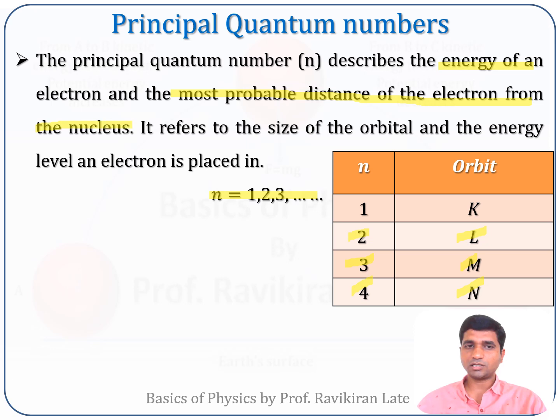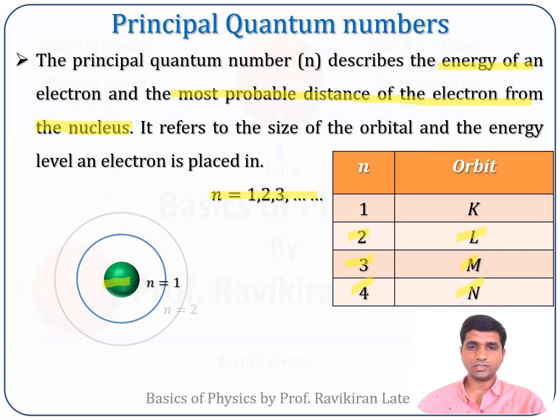That is, it tells us how far the electron is from the nucleus. For your better understanding, just consider this animation. Consider this is a nucleus. Around the nucleus we have an orbit. Let us say this is n equal to 1, that is the first orbit.